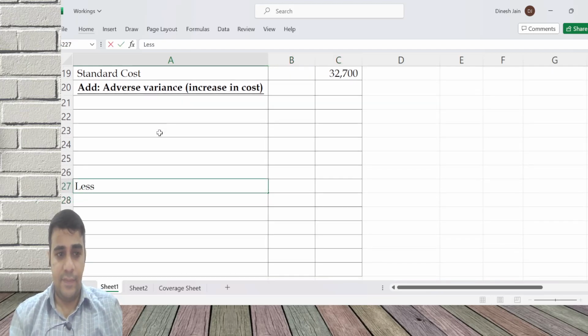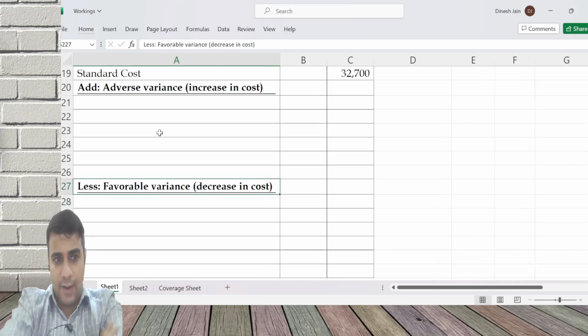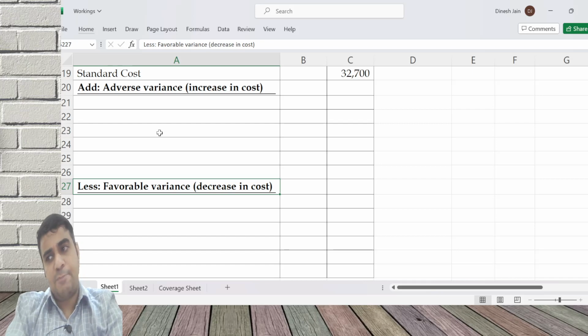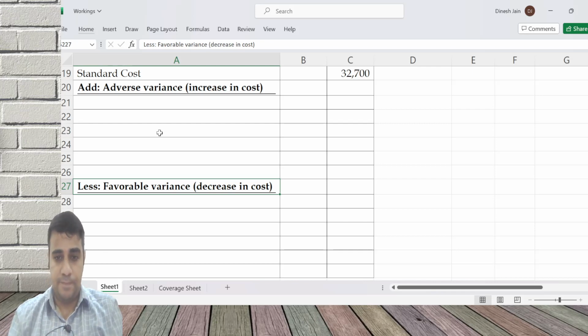Less favorable variance. Any favorable variance is a decrease in cost. Favorable variance is good for the company, which is a decrease in cost, and adverse variance is bad for the company, which is increase in cost. Adverse is increase in cost, favorable is decrease in cost.